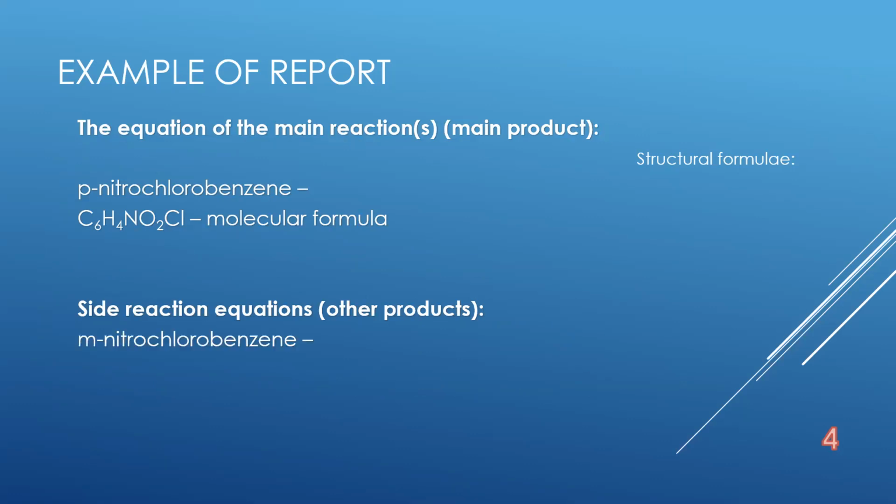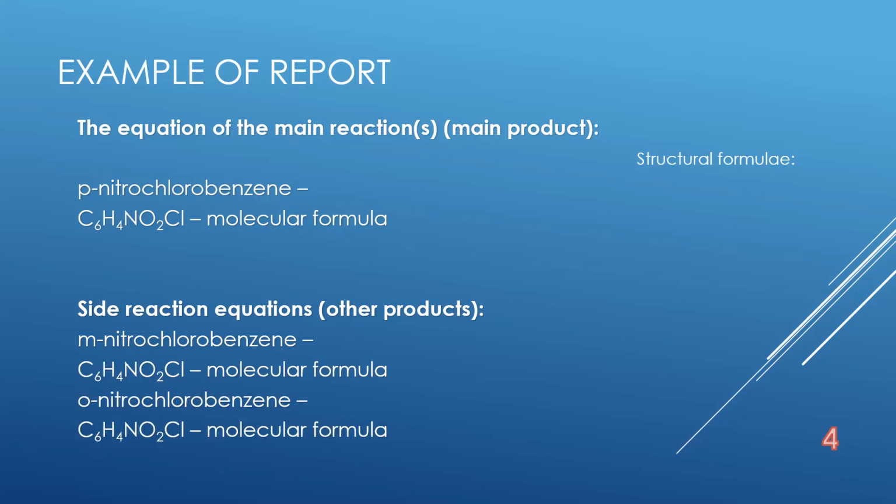Next there should be equations of the main product, or formulae of products, and also several products such as several isomers of nitrochlorobenzene, and we should build their formulae and structure formulae, and they already have their molecular formulae. See, six carbon atoms, four hydrogen, one nitrogen atom, two oxygen, and one chlorine atom. So you should add to this page structural formulae for corresponding substances.